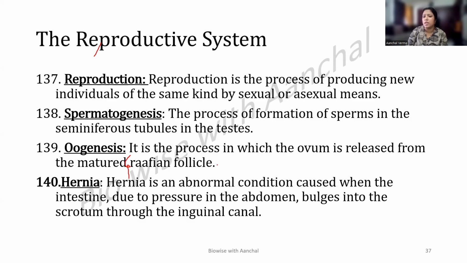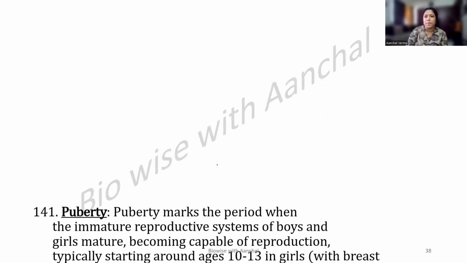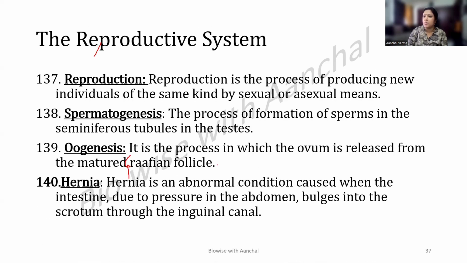Hernia is an abnormal condition caused when the intestine, due to the pressure in the abdomen, bulges into the scrotum through the inguinal canal. Now, inguinal canal is the same through which the testes descend in the scrotum when the male child is about to be born. Okay, if the descent does not happen, it leads to infertility in men. So hernia, what happens? Basically, because of the pressure, the intestine moves into the scrotum. So that's a very painful thing that happens through the inguinal canal.